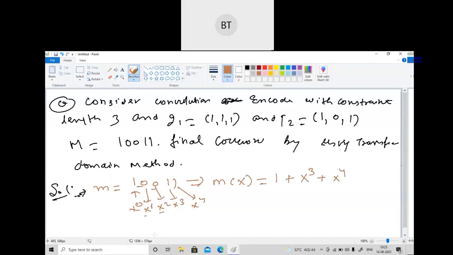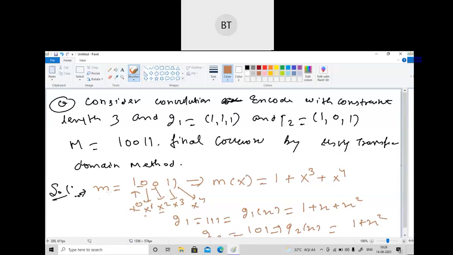Now we will write the generator polynomial in terms of polynomial. G1 is given as 1, 1, 1, so G1x will be equal to 1 plus x plus x square. Now G2 is given to us as 1, 0, 1, so G2x will be equal to 1 plus x square. Is there any doubt in this, how I have written it? Please tell. So how I have changed it into terms of polynomial.